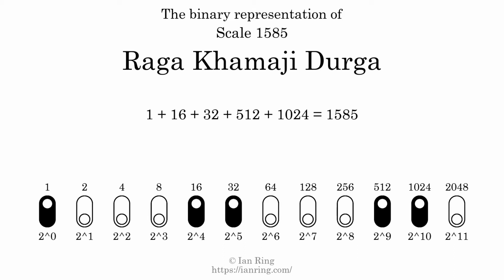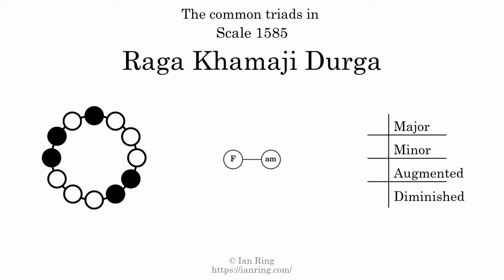1585. The scale number not only enumerates the scale with a unique index, but it also literally describes the tonal content of the scale. Represented as a binary number in base 2, the scale number is 0110001100001. Here are the common triads present in this scale.